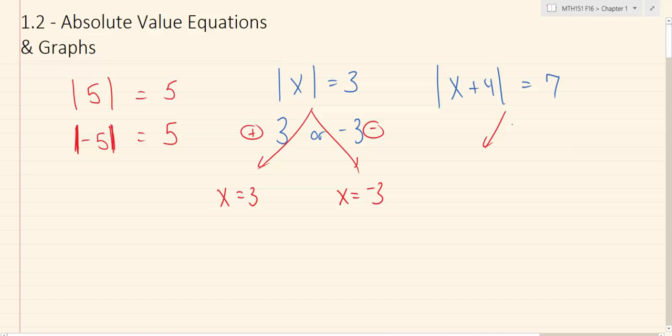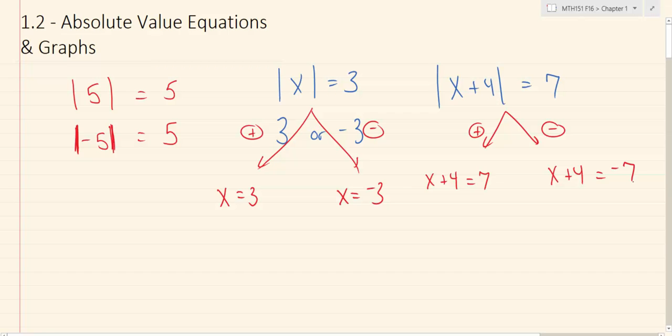Let's apply the branching to this one. So on the positive branch, we're going to have x plus 4 equals 7. You keep everything the same. You just drop the absolute value symbols. And then on the negative branch, we keep what's inside the absolute value the same. X plus 4 stays the same. But instead of a positive 7, we make it a negative 7.